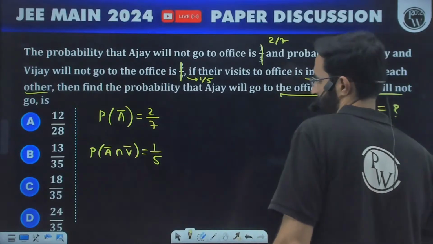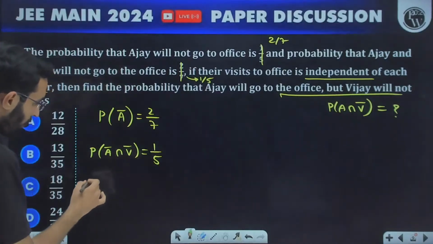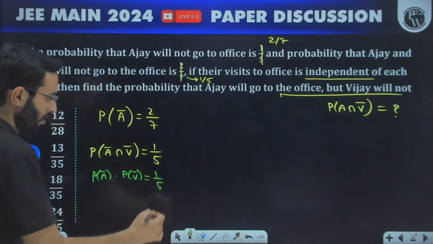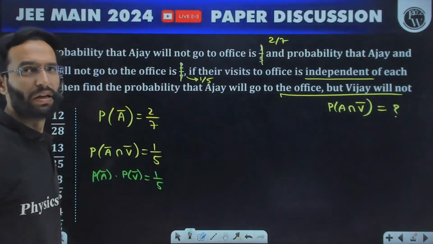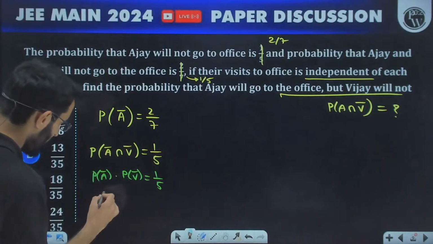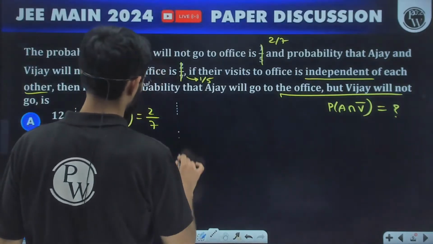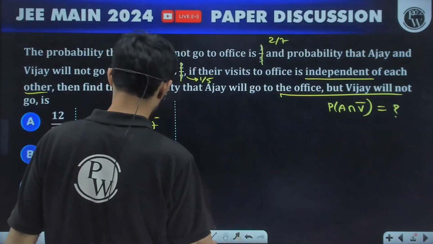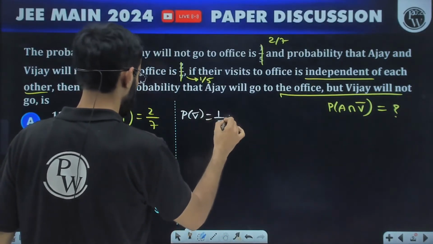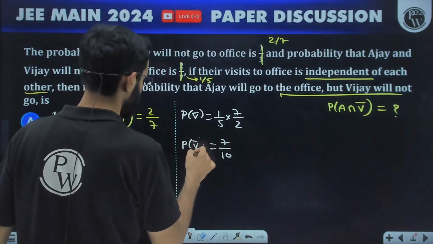Okay. Now, how can we find this? Let us try to understand. So very first from here, can I write probability of A bar into probability of V bar is equal to 1 by 5 or not? Please give me some response. A bar is given to us as 2 by 7. This V bar we need to find. So probability of A bar is 2 by 7, and the product is 1 by 5. So probability of V bar will become 1 by 5 times 7 by 2. That will become 7 by 10. This is probability of V bar.